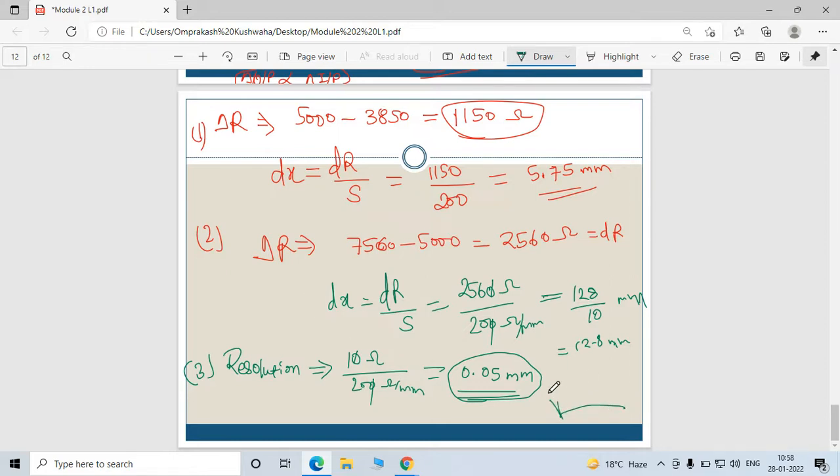Means for example, this starts from 0, then the first scale mark is 0.05, the length between these two readings is 0.05. And if I talk about ohms, this is 0 ohm, so this is 10 ohm, and the length of this is nothing but your 0.05 mm. Okay.